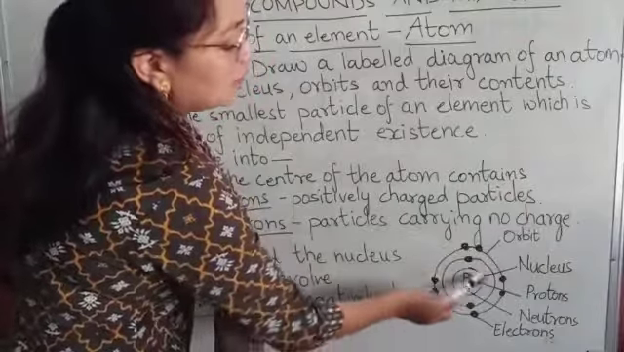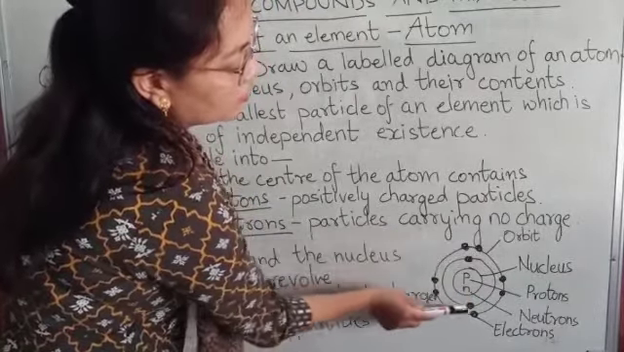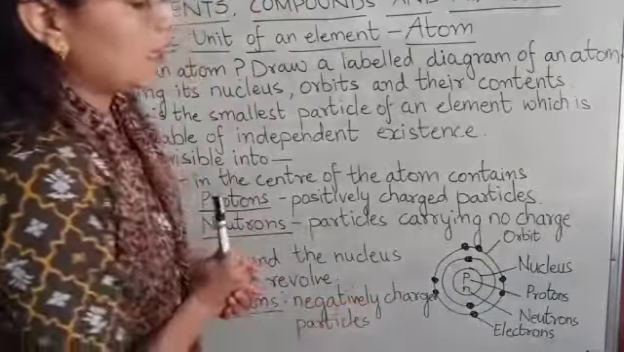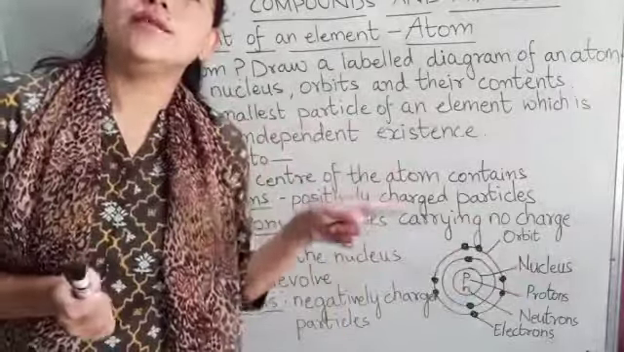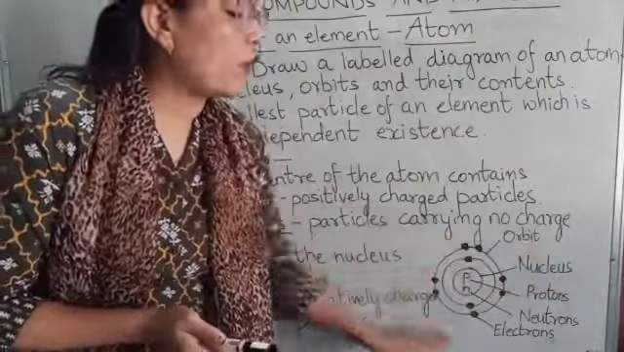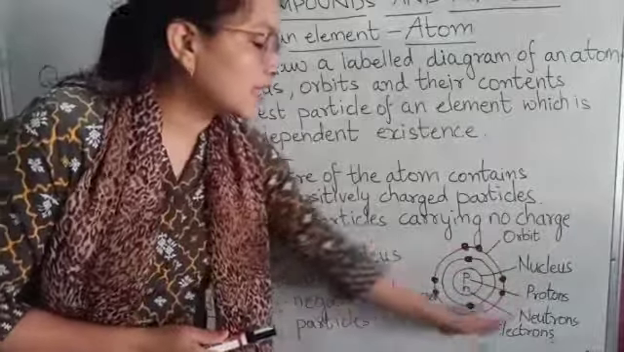So these are the orbits and these are the electrons. Electrons are the negatively charged particles. Just like planets revolve around the sun, the same way these electrons revolve around the nucleus in a fixed path, which is these orbits.